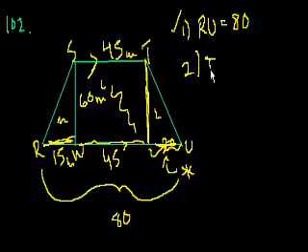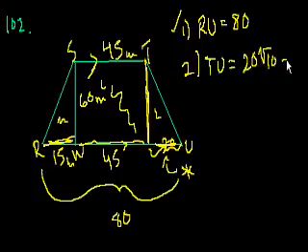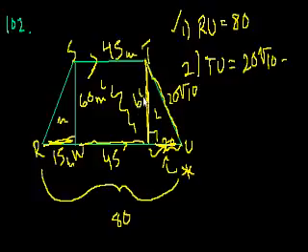TU is equal to 20 square roots of 10 meters. TU is 20 square roots of 10. Well, this is enough information too. Think about it. This is a right triangle right here. This height is 60. And remember, if we figure out the base, we're going to be set.